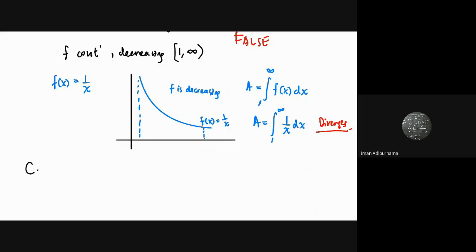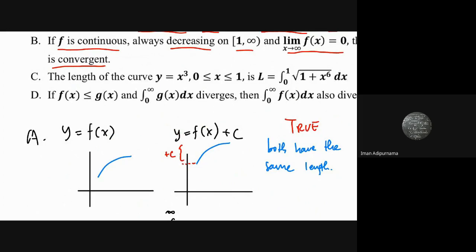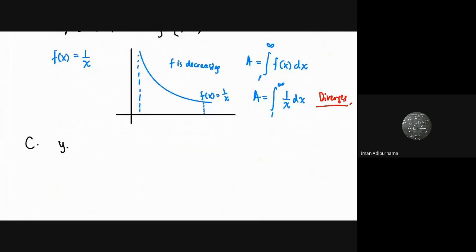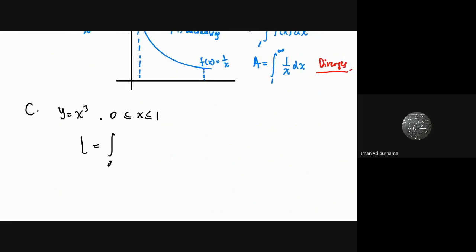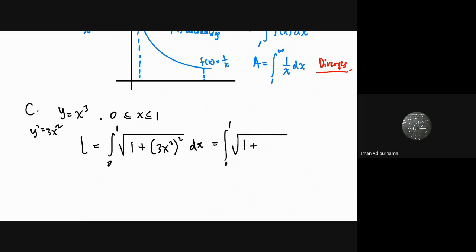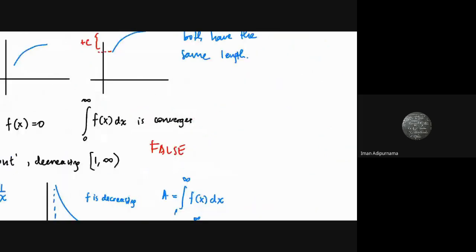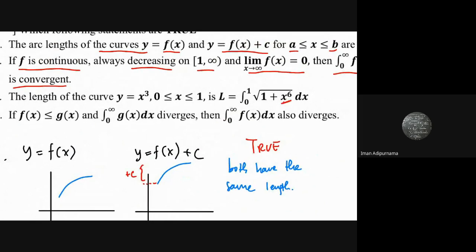Okay, that's C. C says that the length of the curve has this formula. The curve is y equal x cubed from 0 to 1. So the length will be from 0 to 1, and y prime is 3x squared. So we will have the square root of 1 plus (3x squared) squared dx, or 1 plus 9x to the power of 4 dx. This has x to the power of 4, not x to the power of 6, so it's a false statement.